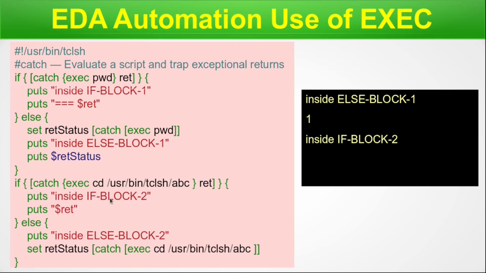Now, as we thought it will enter into the if block, as we are forcefully failing this command, it has entered into the if block, and with this return value, it shows that it could not execute cd, no such file or directory. That was our expectation, because inside a binary there cannot be a directory.